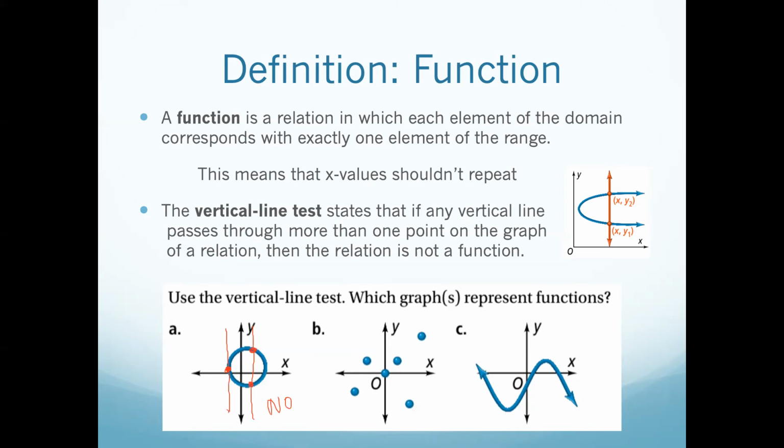B, I can draw a vertical line through every point, and it only goes through that 1 point. So this is a function. Take a second to look at graph C. Do you think that's a function? If we draw vertical lines, no matter how many vertical lines we draw, they will only ever go through 1 point. So C is a function.